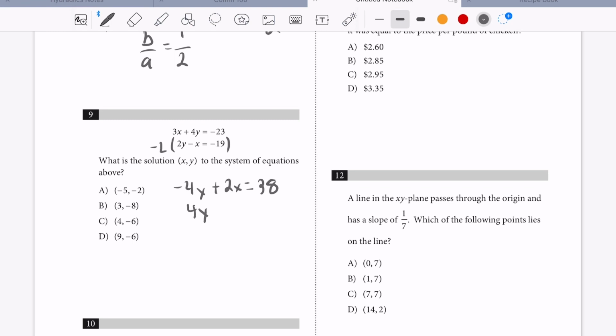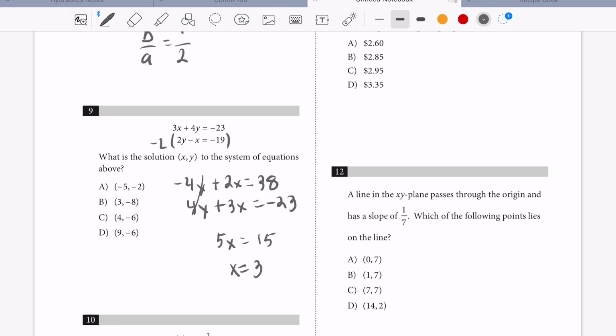4y plus 3x equals negative 23. Okay, these cancel out. You get 5x is equal to 15, x equals 3. And the only answer here with an x coordinate of 3 is B, so it has to be B.